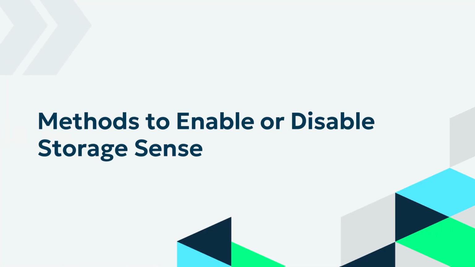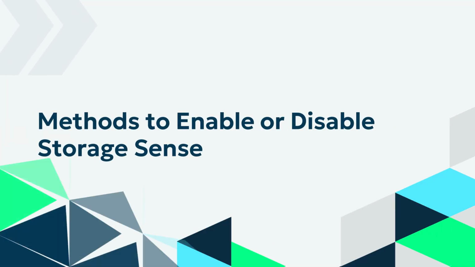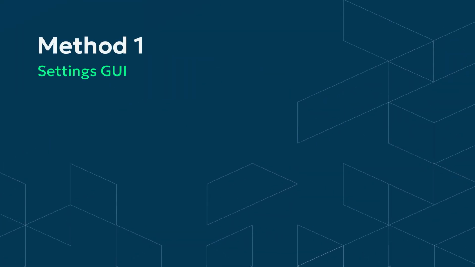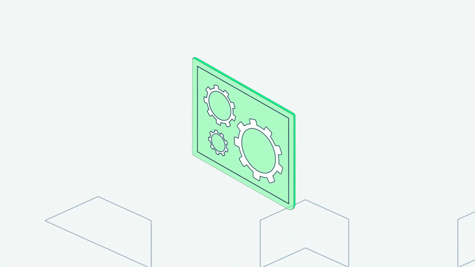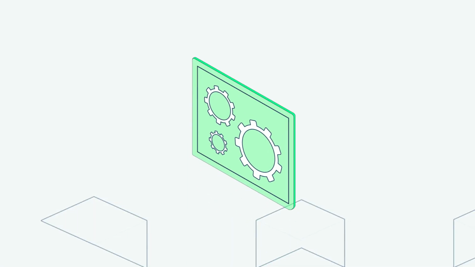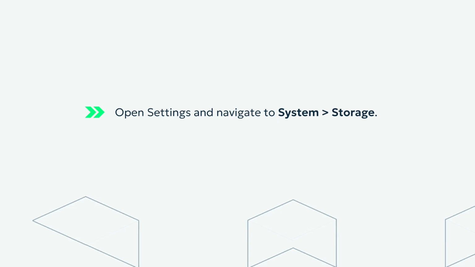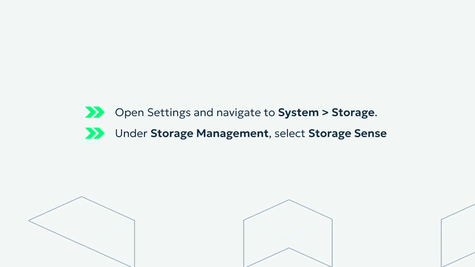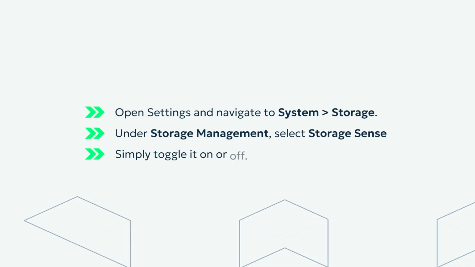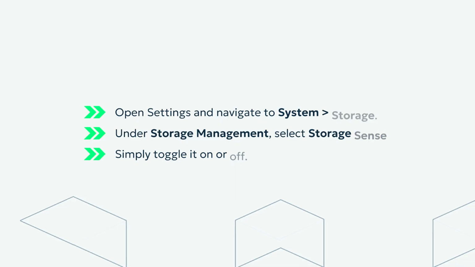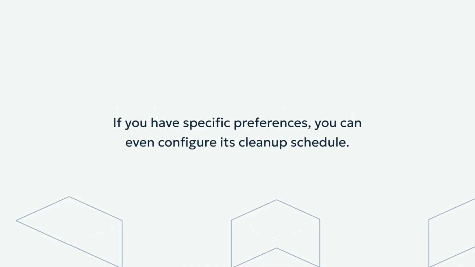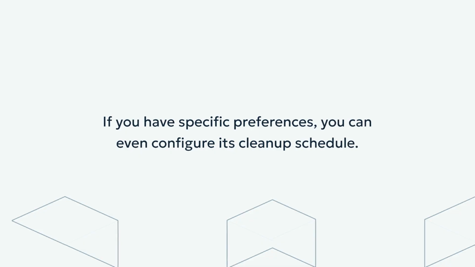Methods to enable or disable StorageSense. The first and most user-friendly method is through Settings. Open Settings and navigate to System, Storage. Under Storage Management, select StorageSense and simply toggle it on or off. If you have specific preferences, you can even configure its cleanup schedule.